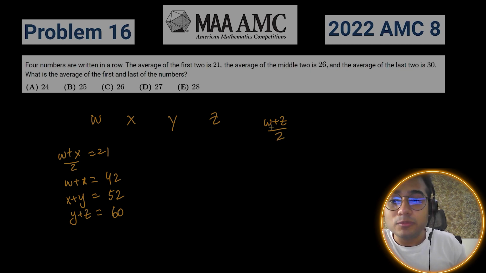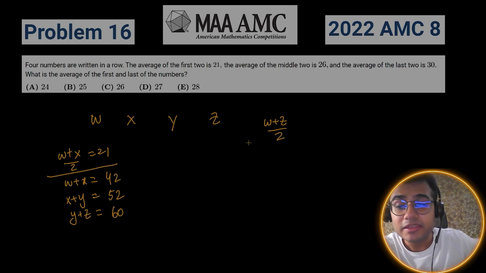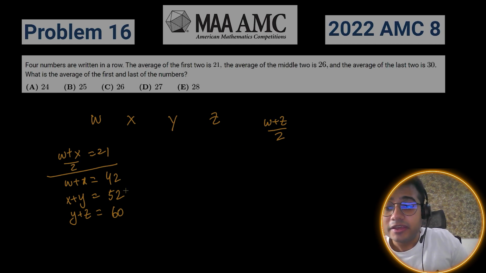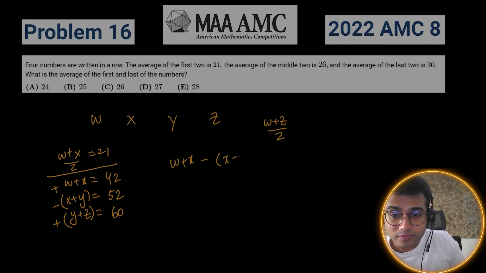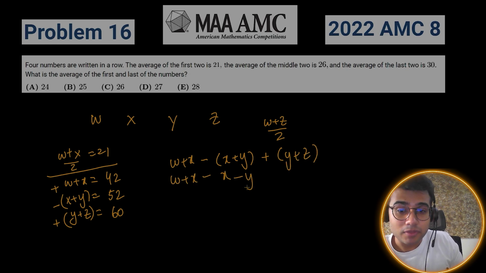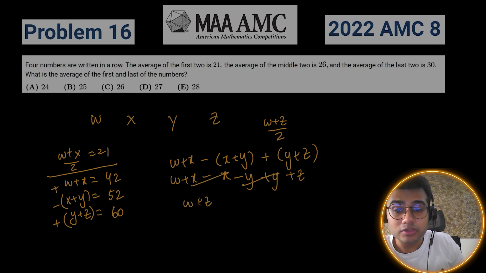But we need to find w plus z first. Actually, there is a really easy way to find w plus z directly if you take w plus x, subtract the second one, x plus y, and then add y plus z. What do you get? You get w plus x minus x plus y, and then plus y plus z. Does that give us our desired answer? So we get w plus x minus y plus y and plus z. The x's cancel out, the y's cancel out, and we get w plus z. So if we just do that operation, we will get w plus z.